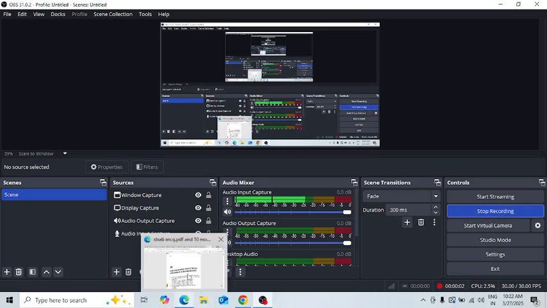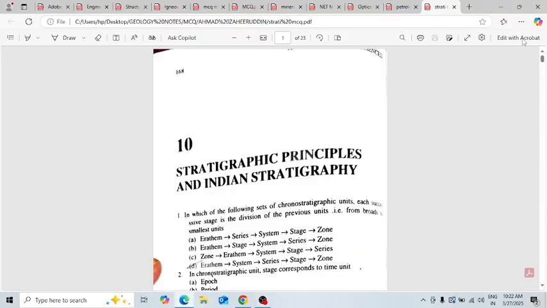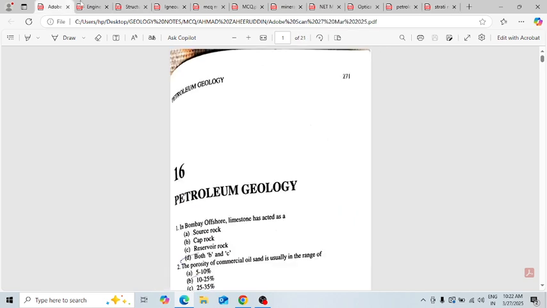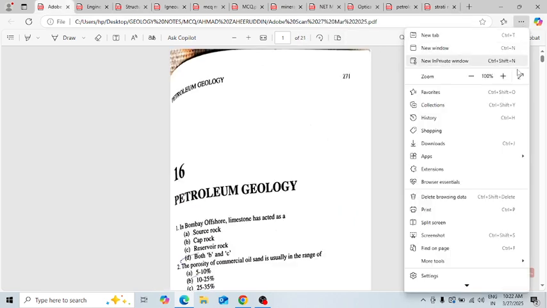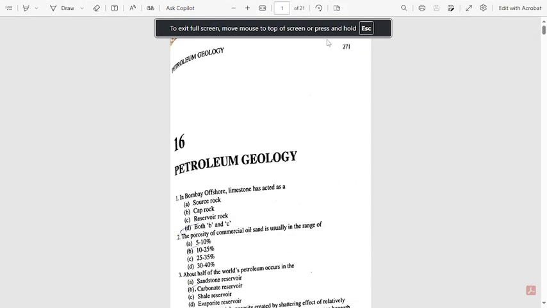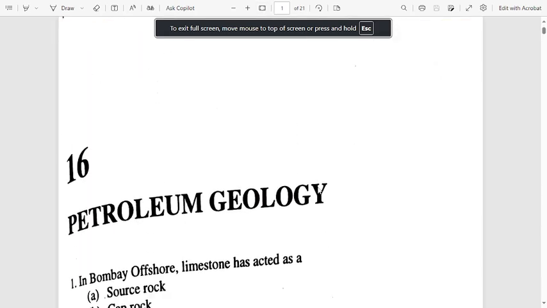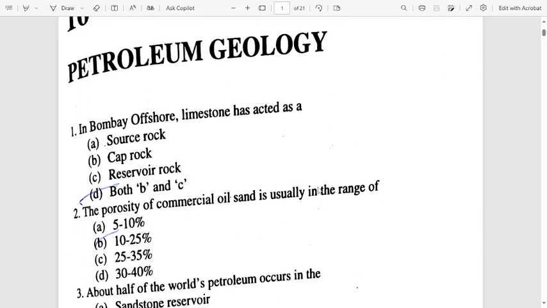Okay, so we will be starting. This is Ahmad Zaheeruddin's book. It's a bit randomized. Petroleum geology, starting with petroleum geology.